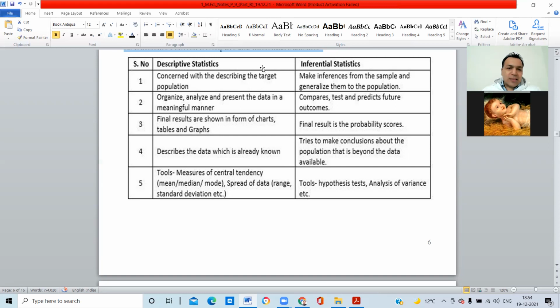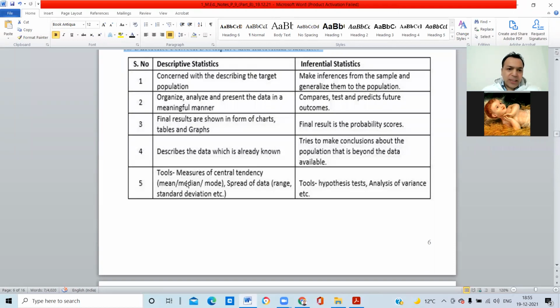Number 4, under descriptive statistics, we describe the data which is already known. But in inferential statistics, we try to make conclusions about the population that is beyond the data available. Okay. For example, now we never know which party would come in Punjab. But with the help of inferential statistics, if you are a good researcher, okay, and you are using a good tool, then up to 95%, you can claim that by collecting the data, this party would come, right?